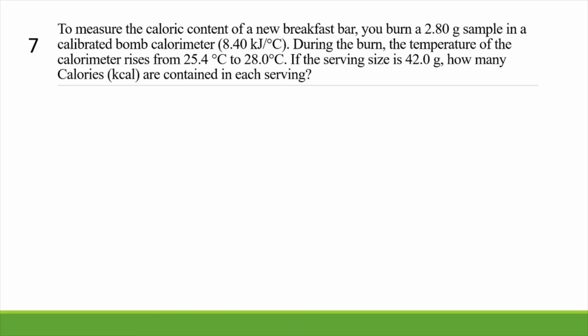All right, number 7. To measure the caloric content of a new breakfast bar, you burn a 2.80 gram sample in a calibrated bomb calorimeter. During the burn, the temperature of the calorimeter rises from 25.4 degrees Celsius to 28 degrees Celsius. If the serving size is 42 grams, how many calories are contained in each serving?